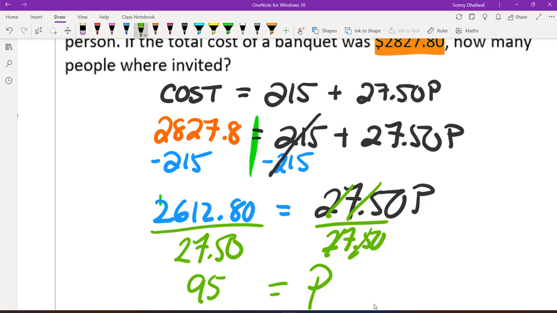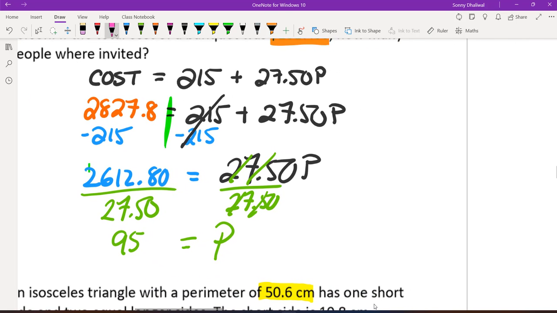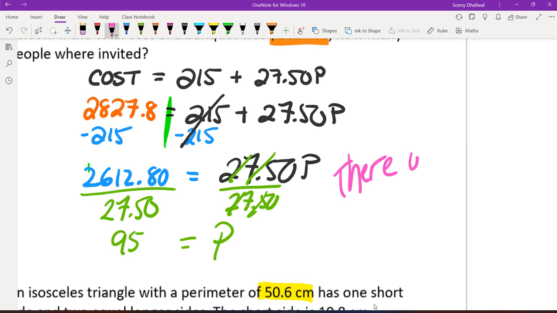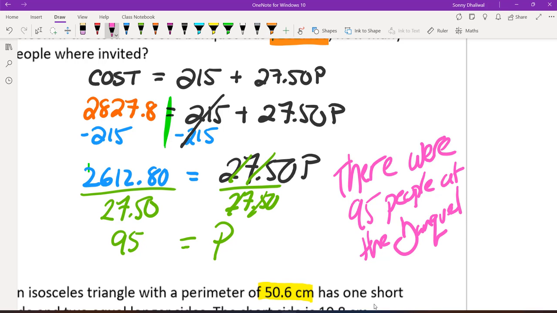Right? So we can say there were 95 people at the banquet. Okay, that's it. So in general, you're going to come up with the equation with a variable. So the variable is what you're trying to find. So that's where your letter comes in. And I'll come around and I'll help you set up the equations. On the assignment, there's only 3 questions, 3 word problems.